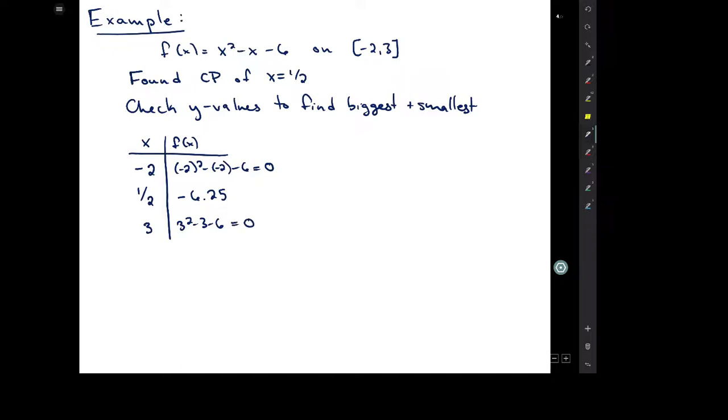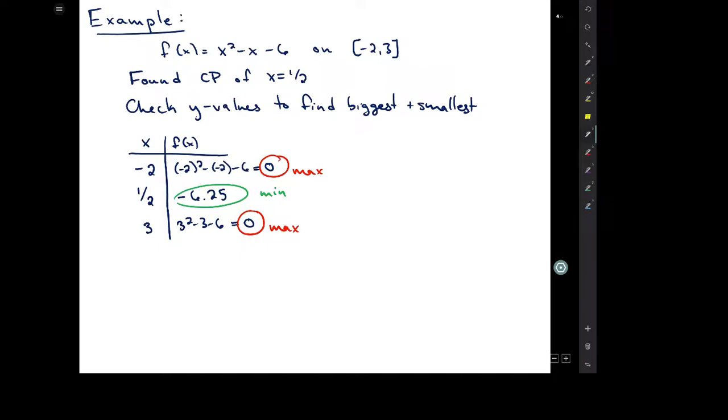So in this case, when we look at our y values, the smallest is definitely minus 6.25, so this is our minimum. But we look at the y value of 0, and that's the biggest y value, and it occurs in 2 different places. So both of these are our global maximum.